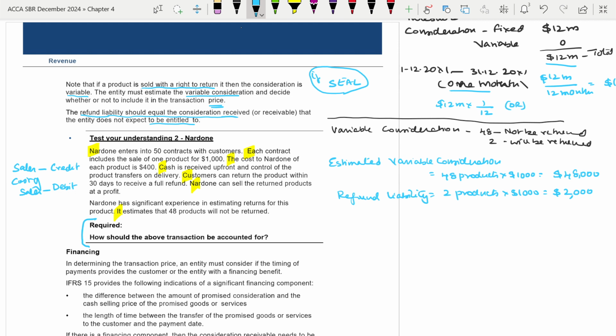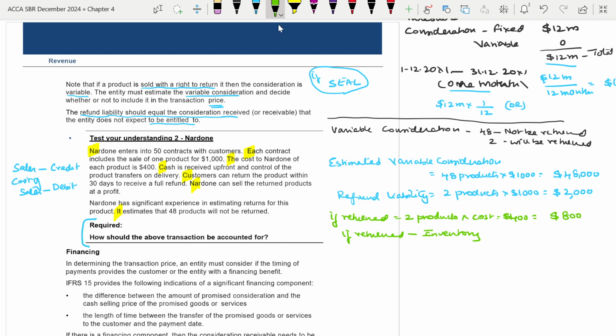Now, what will happen if it is returned? It is a separate clause. If returned, how much is returned? Two products. What is the cost times cost? The cost is 400. Total will come to 800. If it is returned, it will be shown in the inventory.